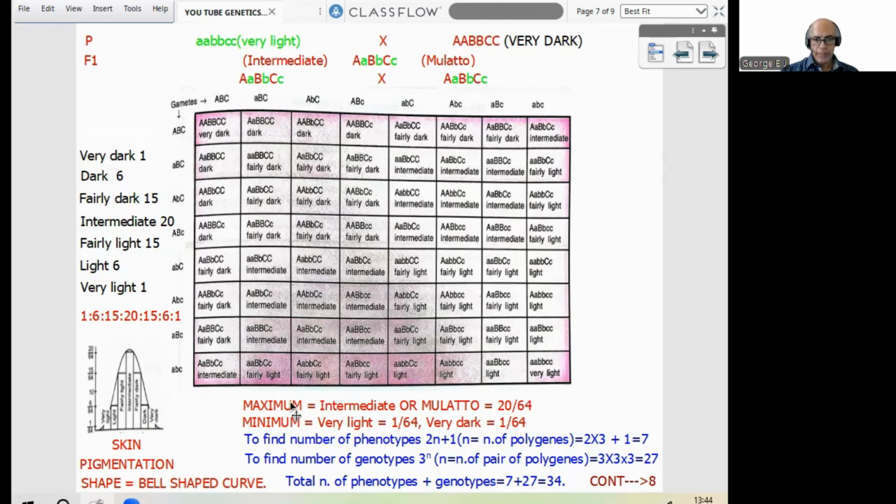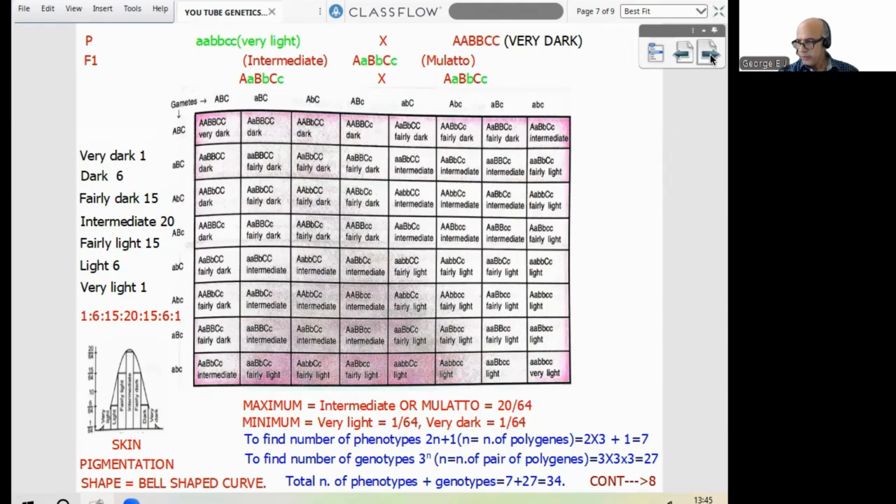To find the number of phenotypes in polygenic inheritance, there is a formula: 2n plus 1, where n equals the number of polygenes. With 3 polygenes, 2 into 3 plus 1 is 7. To find the number of genotypes, it is 3 raised to n, where n is the number of pairs of polygenes. So 3 into 3 into 3 is 27. So in human skin pigmentation there are 7 phenotypes and 27 genotypes, total 34. I think that idea is clear. Since polygenes are given in the NCERT book, this much detail is not mentioned, but still it is good if you know all this.